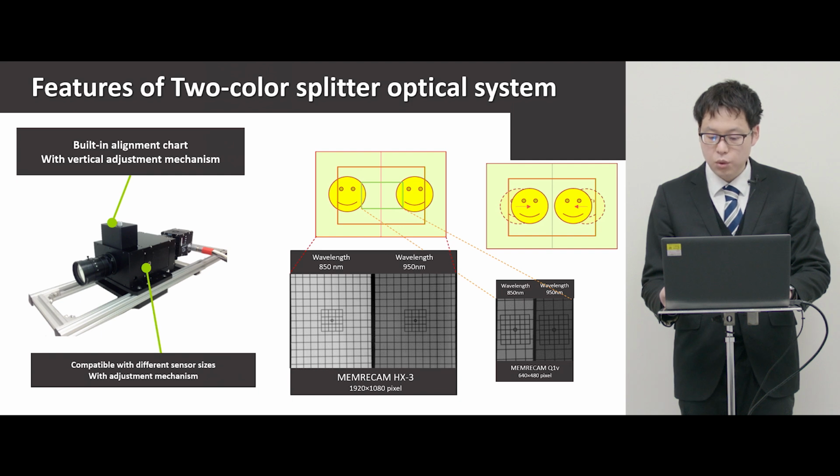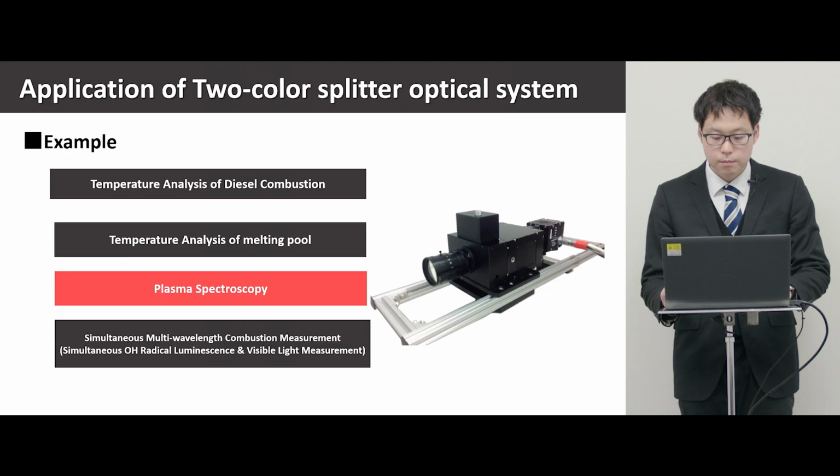A key feature of the two-color splitter optical system is its built-in alignment chart, enabling positioning adjustment of the two wavelength images regardless of sensor size. Lower the chart, move the internal mirror and left-right mask, and adjust the center position of the left and right images to match the pixel count. On-site adjustment takes just 30 minutes.